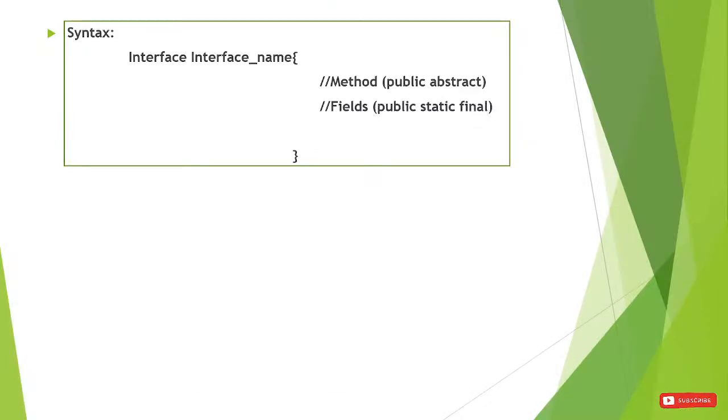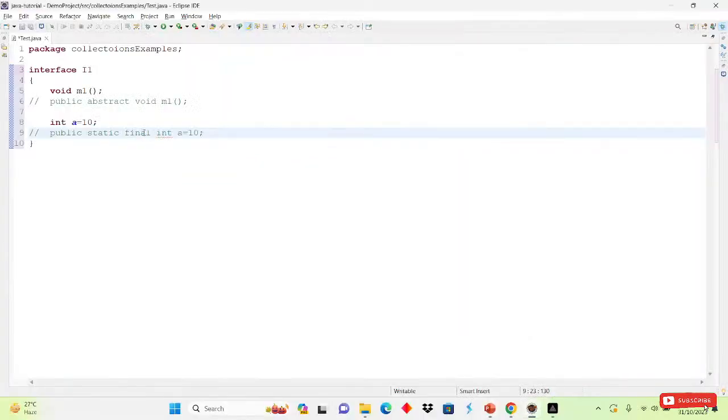After that, they made some modifications. We will see some modifications inside the interface. After the 8th version, we are able to write a default concrete method inside the interface. Default concrete method means what? The open curly braces and close curly braces, that is called the concrete body.